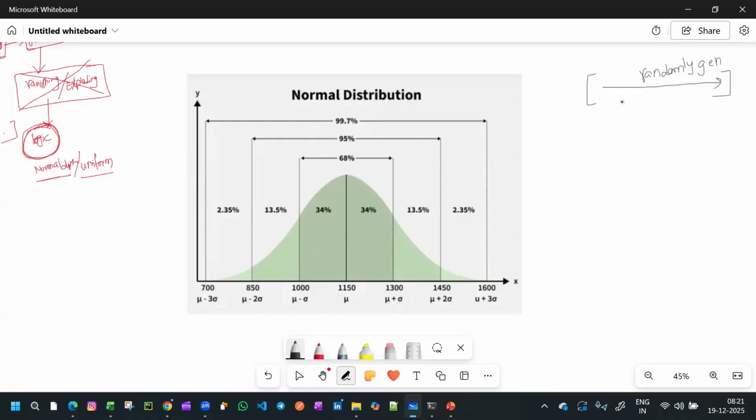generating some values, let's say 1 lakh values, 2 lakh values, how many values doesn't matter. This is generating a list of values randomly using normal distribution. It means this list of values should be generated or distributed normally. That's what I'm saying.